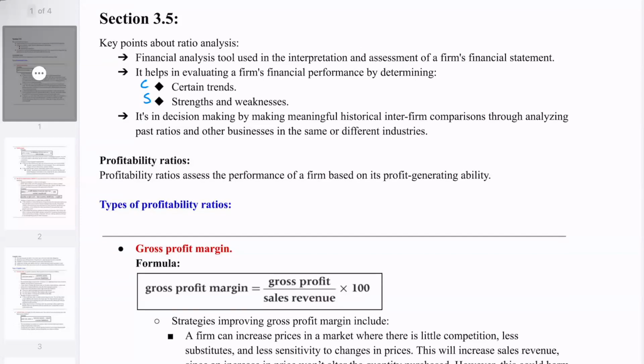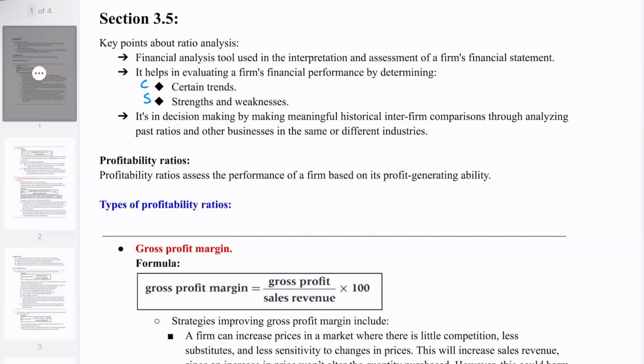It's used in decision making by making meaningful historical and inter-firm comparisons. If you have a file from the year 2001 till 2024, you end up comparing these 23 years and use this historical data to make comparisons, because you can analyze past ratios and other businesses in the same or different industries.